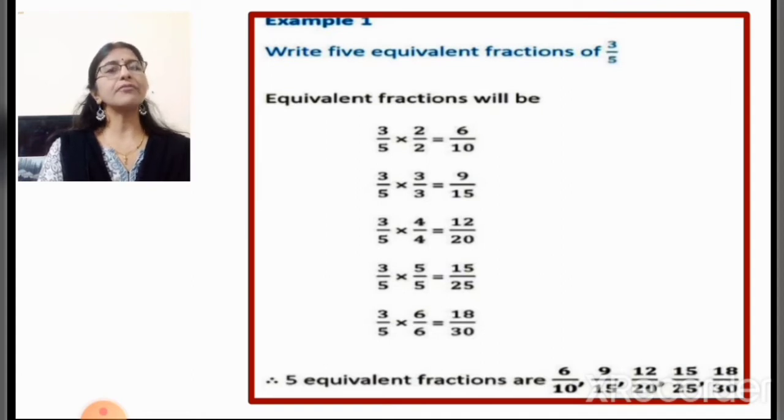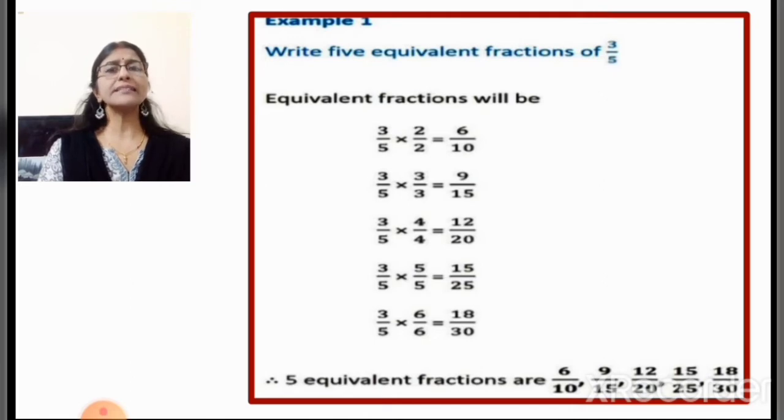Now next, again 3 upon 5 is written, then it is multiplied by 3. Both numerator and denominator are multiplied by 3. 3 3s are 9, 5 3s are 15. Now third example, 3 upon 5 again written and they are multiplied by 4. So 3 into 4 upon 5 into 4. 3 4s are 12, 5 4s are 20. Now fourth one, again 3 upon 5 is written and the numerator is multiplied by 5 and the denominator is also multiplied by 5. So 3 into 5 is 15 and 5 into 5 is 25.